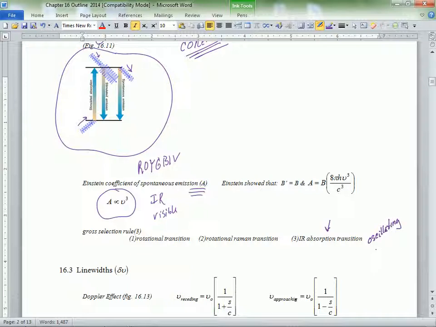Oscillating dipole, yes, right? Oscillating dipole. If you do not have an oscillating dipole, it can't absorb IR radiation.